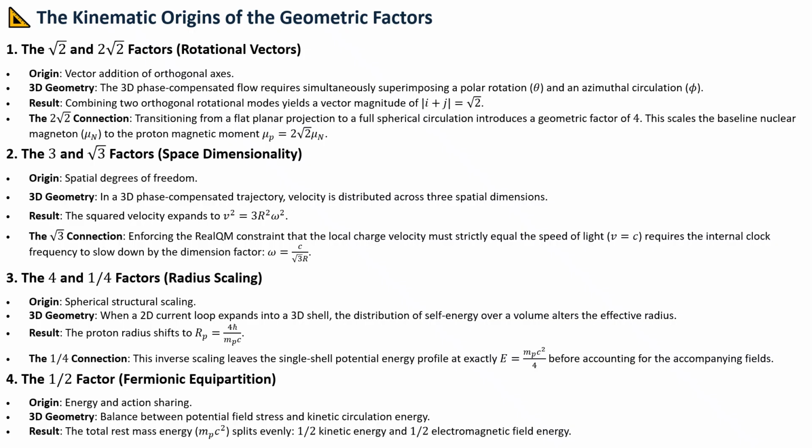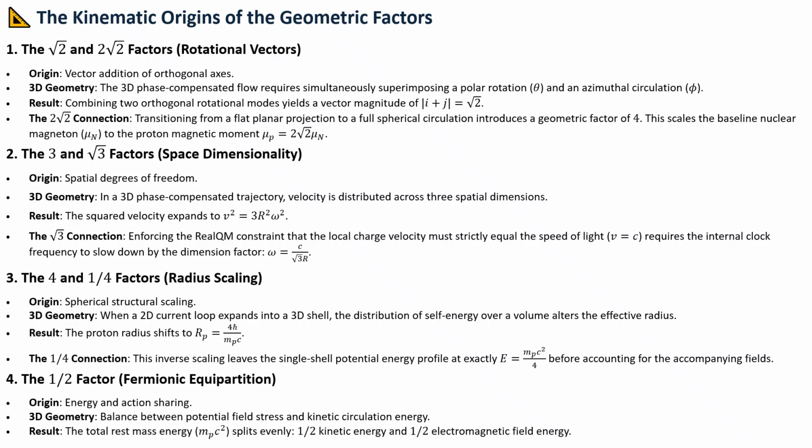So that's really all about enforcing that RealQM constraint that the local charge, this naked charge, must have a velocity that equals the speed of light. And then the 4 and 1 over 4 factors that you see in the radius formula is the radius scaling, spherical structural scaling. When you go from a 2D current loop to a 3D shell, distribution of the self energy, which we can calculate over a volume, will alter the effective charge radius. So that's where we have that factor of 4 in the formula of the proton. We have inverse scaling for the energy formula.